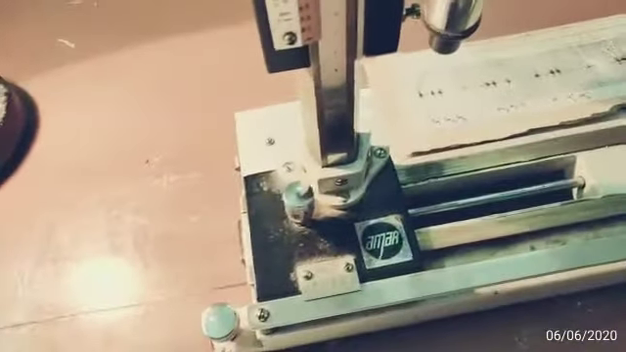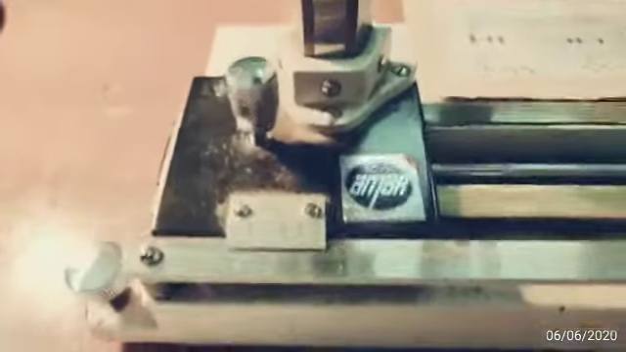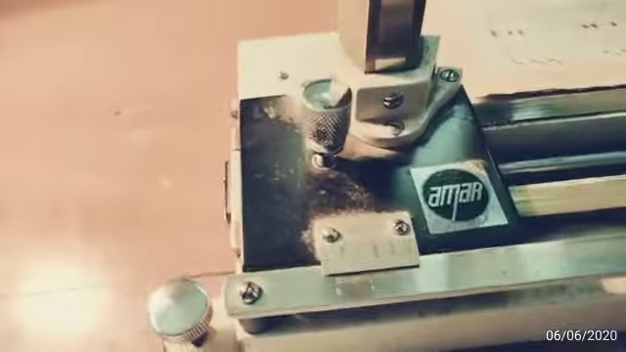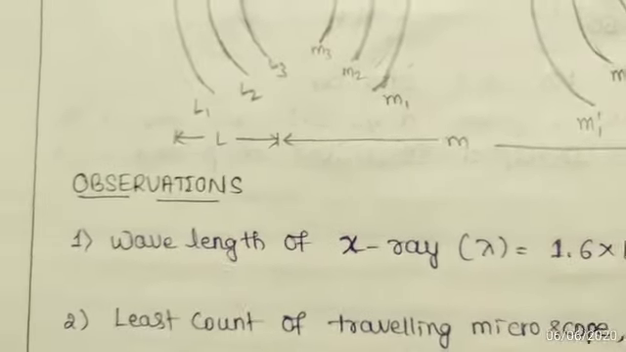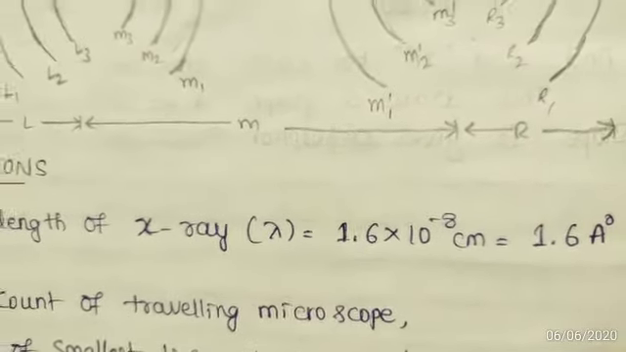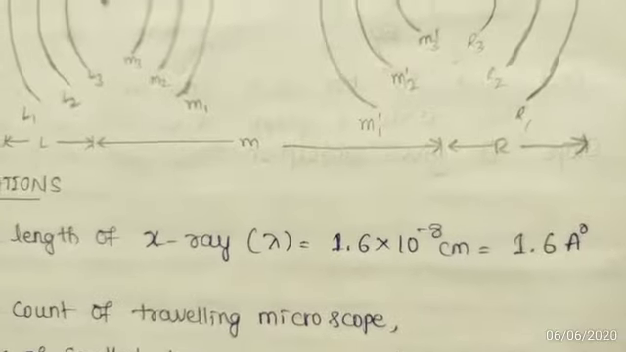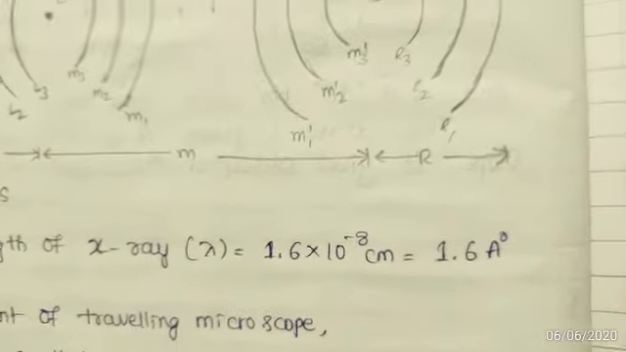Before starting the experiment, first calculate the least count of the travelling microscope. Here, least count of this travelling microscope is 0.001 centimeter. Next, wavelength of X-ray is equal to 1.6 into 10 raised to minus 8 centimeter or 1.6 into 10 raised to minus 10 meter.